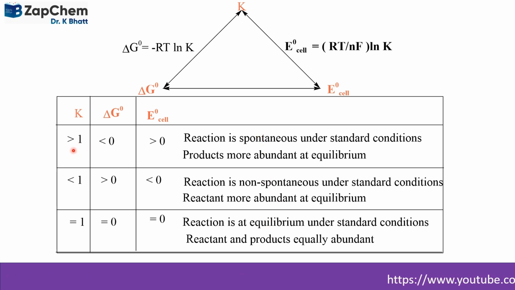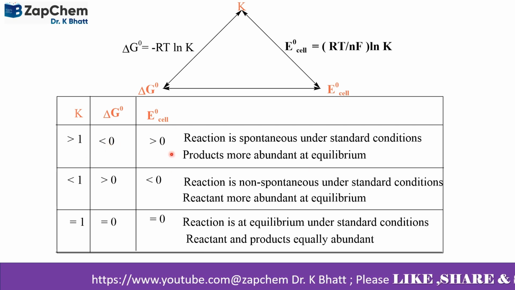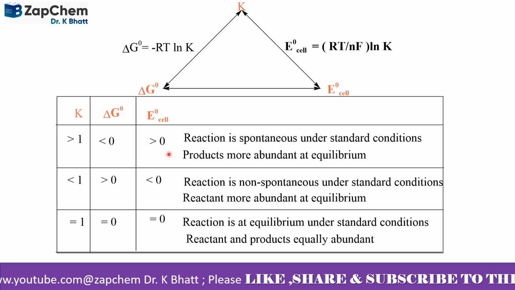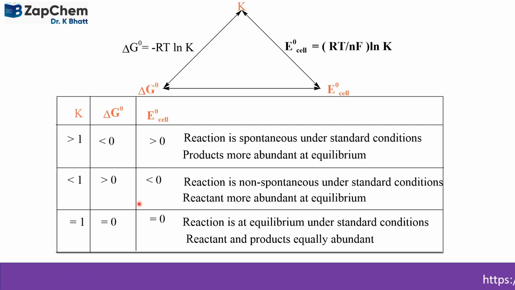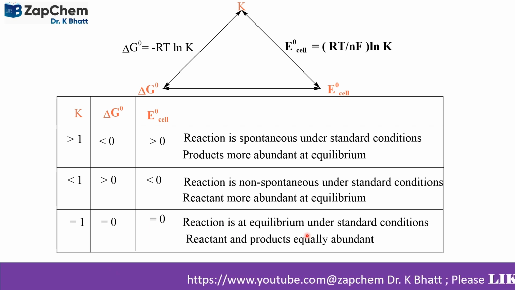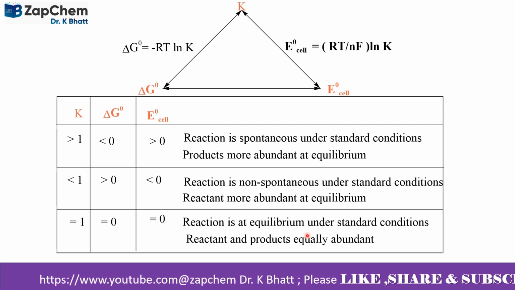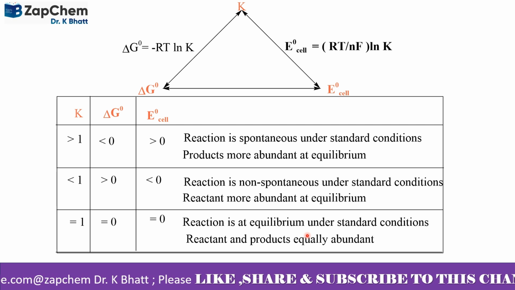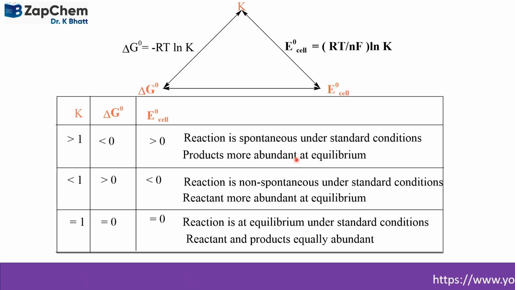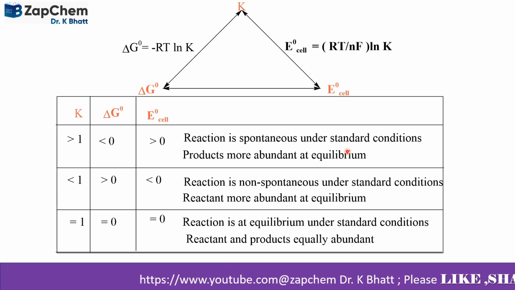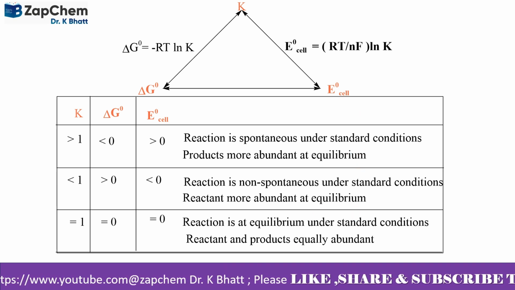If K is greater than one, delta G naught will be less than zero, E naught cell will be greater than zero, and the reaction will be spontaneous. So these conditions you need to know. When anything becomes equal, it is at equilibrium. So when the reaction is non-spontaneous and when it is spontaneous, we can work out very easily from this. Please keep it in mind and learn it.